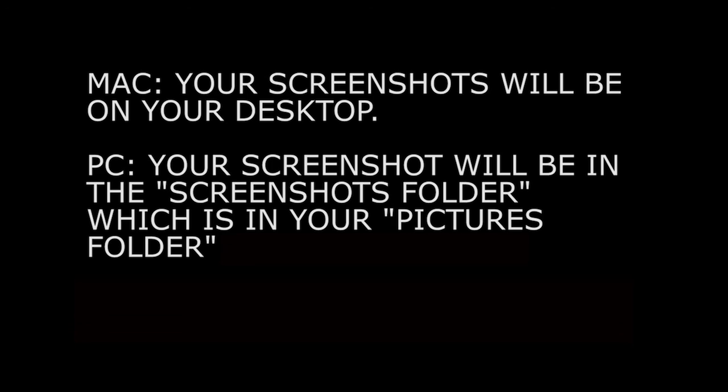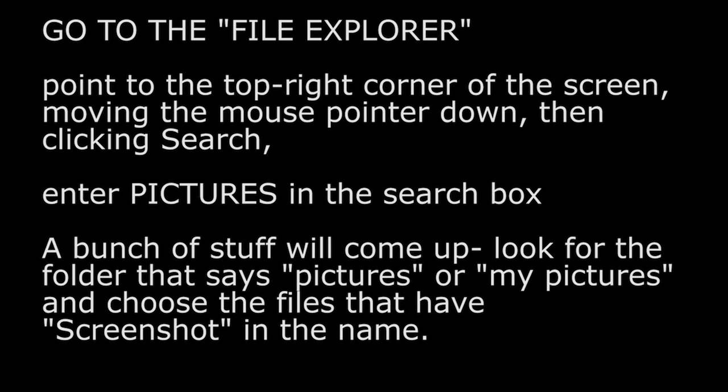On a PC, the screenshots go into a screenshot folder, and that is in your Pictures folder. So how do you find your Pictures folder? Well, apparently you go to the File Explorer. You can move your mouse to the top right corner of the screen, and there's the search thing. Enter the word Pictures in the search box. I'm guessing a bunch of stuff will come up, but just look for the folder that says Pictures or My Pictures. Choose the files that have screenshot in the name, open them up, and print them out.